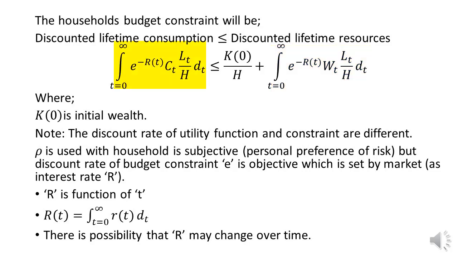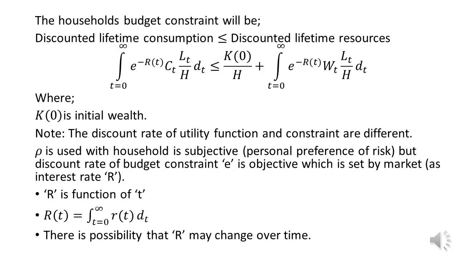Let me explain that this part is the discounted lifetime consumption, which should be less than this part, which is the discounted lifetime resources. So if you see, the left side of the less than or equal to sign is the consumption, that is less than or equal to the right side of the sign, which is the resources. So consumption should be less than resources. This is the budget constraint that is being faced by the households.